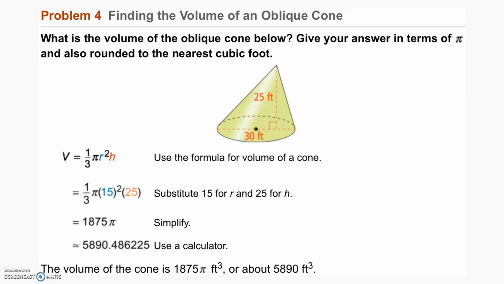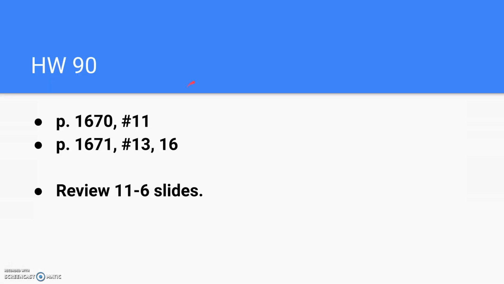I want you guys to look at the bottom. It gives you two ways of writing that answer. You could write it as exactly 1,875 pi feet cubed, or approximately 5,890 feet cubed. Okay, so there's kind of two options there. You can write it in terms of pi, or you can write it approximately by multiplying out that pi.